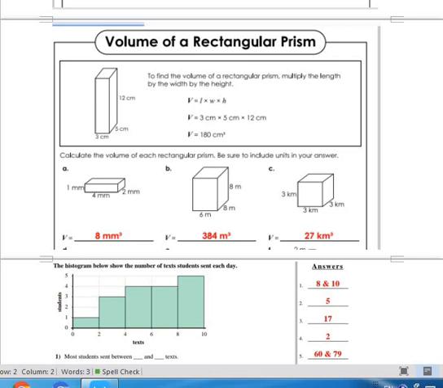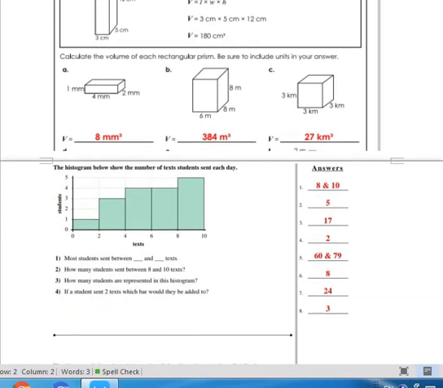Okay, moving to the other worksheet, the histogram. Do you remember the histogram? Below show the number of texts students sent each day. Here the number of texts, and here the students, here for x-axis and here for y-axis. Okay, it's easy. Most students sent between what and what texts? Where are the most students? As you see from the histogram, it must be the highest bar. So here from 8 to 10.